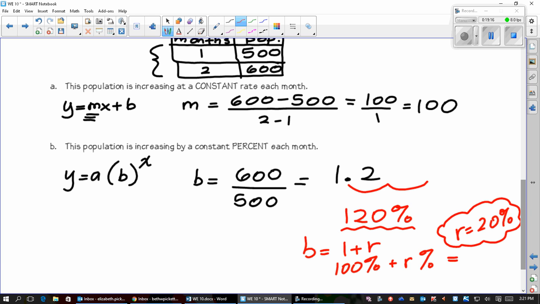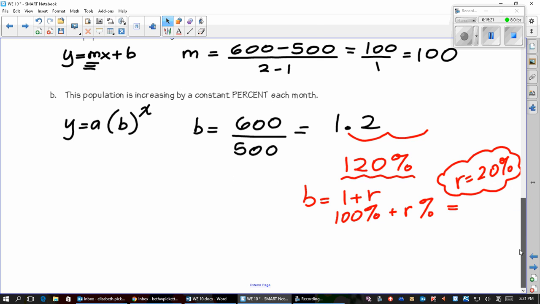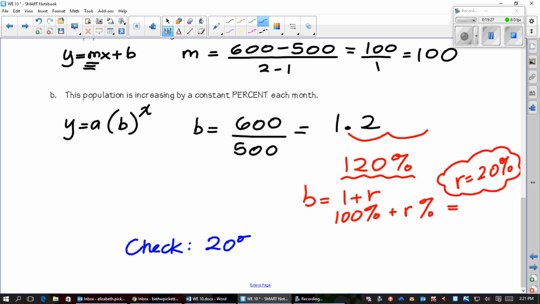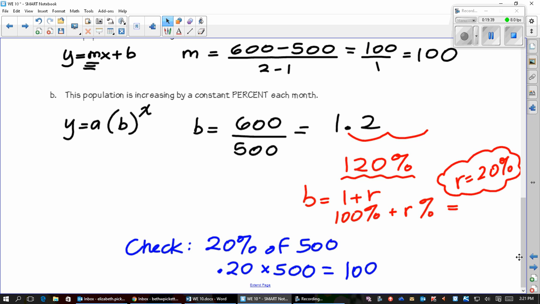Now let's test that real quick. Let's find 20% of 500. Let's check. What is 20% of 500? So 0.20 times 500. That gives us 100. Did we actually grow by 100 ants? Yes, we did. So our answer of growing at a rate of 20% each month is correct.